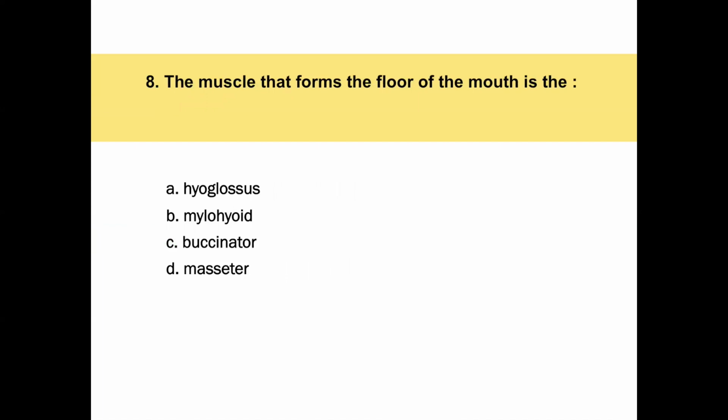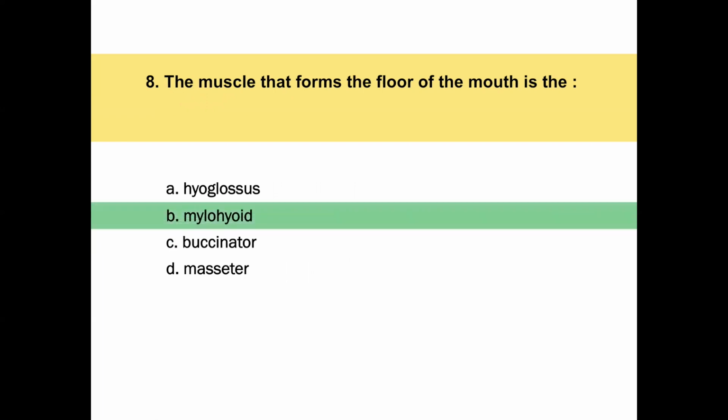The muscle that forms the floor of the mouth is the A. Hyoglossus, B. Mylohyoid, C. Buccinator, D. Masseter. Answer B. Mylohyoid.